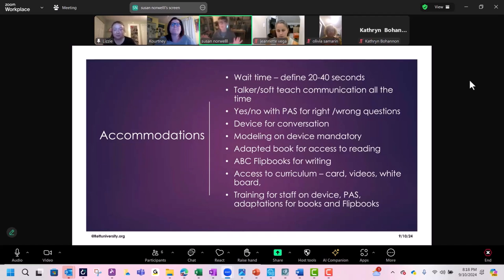I get it. Because we kind of flip the whole OT thing upside down when you don't have hand use, right? They need access to the curriculum that's being handed to everybody else in the classroom because they can access it. Our kids need cards. They need educational videos. They need a whiteboard. They need a one-to-one sitting next to them, bringing the curriculum to them so they are a part of things.